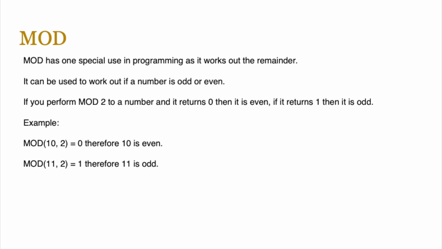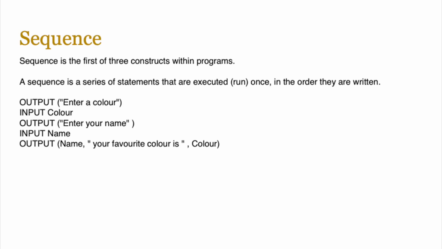And we can use this to check if a number is even or odd in a program if we're required to do so. Okay, let's look at the first of our three constructs, sequence. A sequence is basically a series of statements that are executed in the order they are written. So for example, on screen you see output "enter a color", input color, output "enter your name", input name, output name, comma, "your favorite color is", color.